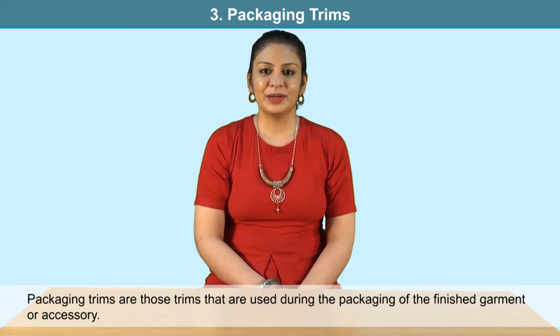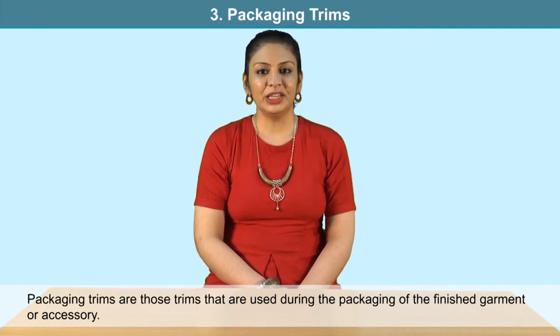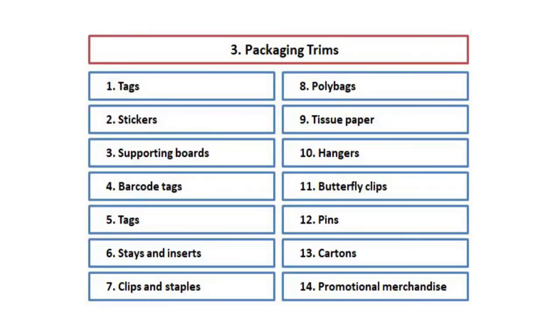Packaging trims are those trims that are used during the packaging of a finished garment or accessory. These include items like tissue paper, pins, boxes, tags, etc. Promotional merchandise or visuals of how the product can be used are also included. Now, once again, let's list the packaging trims. Tags, stickers, supporting boards that help you retain the shape of a particular product.